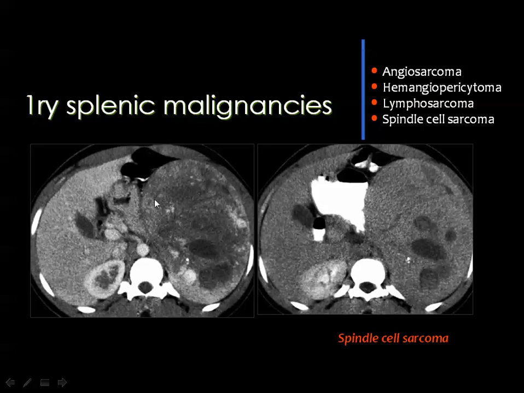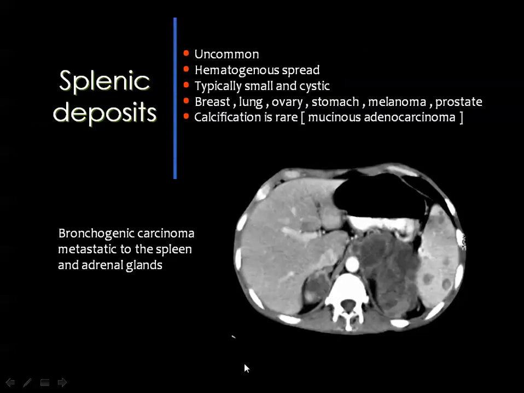You have a huge splenic enlargement being infiltrated by a mass with central areas of necrosis and areas of contrast enhancement. This is in the arterial phase, and this is in the delayed phase. Again, splenic deposits, as I have said, are uncommon, and they go to the spleen by hematogenous spread. Most of the splenic deposits are usually small and may be cystic depending on the primary malignancy.